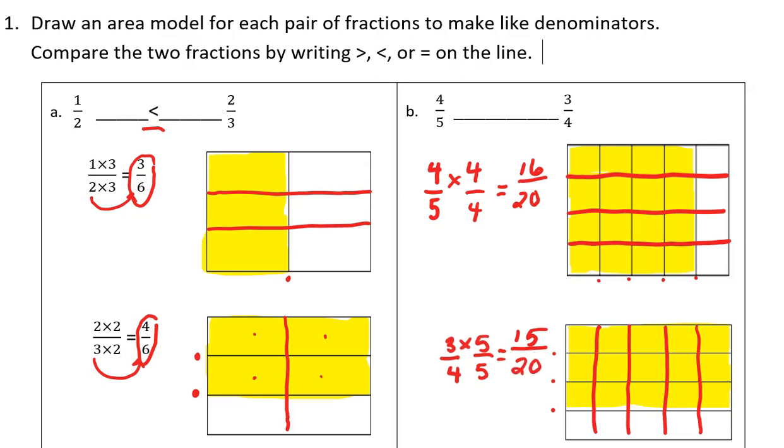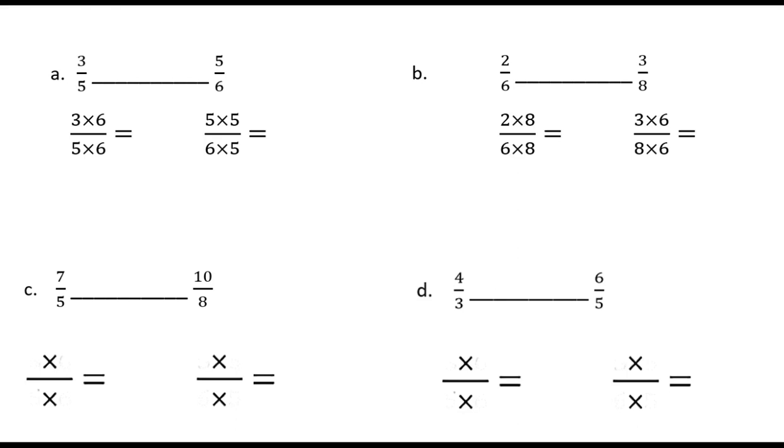Now we just need to compare these two fractions. 16/20 compared to 15/20. Well, 16 is more than 15. That tells me that my first fraction, 4/5, is greater than 3/4. Once we've completed the examples using the area model, we can think through these comparisons by just using the numbers.